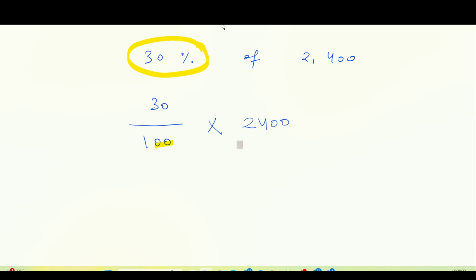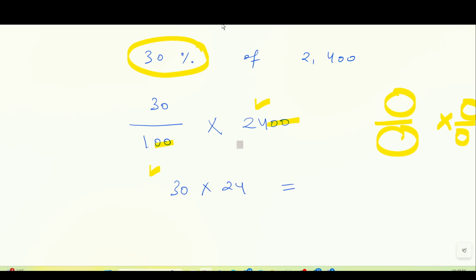So these two zeros and these two zeros cancel out. Okay, we can only cancel out if one is in the numerator and the other is in the denominator. We can never cancel out denominator with denominator and numerator with numerator, because they are in multiplication, like here. What we are remaining with is 30 times 24, and we can multiply 24 with 3, and then add a 0. So 24 times 3 is 72, and there is a 0, we put that. So the answer is 720. So 30% of this is 720.